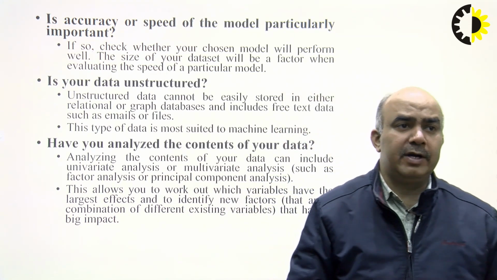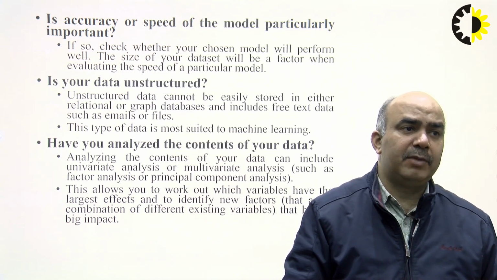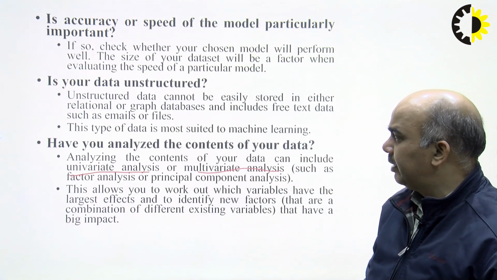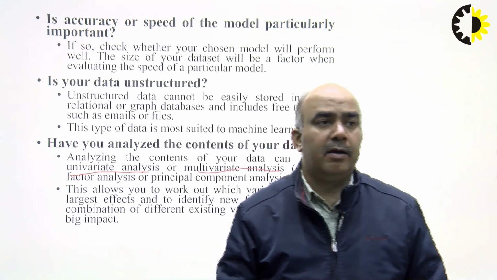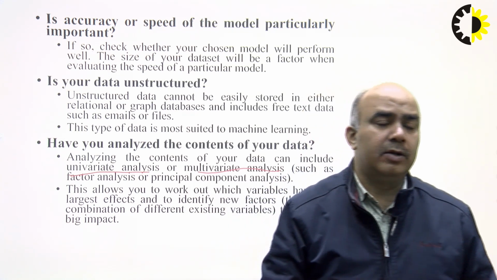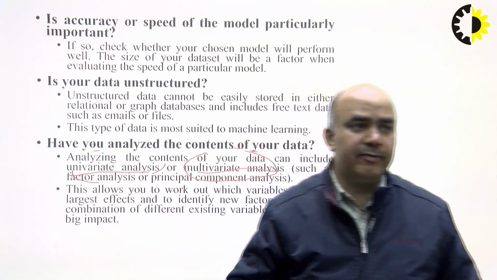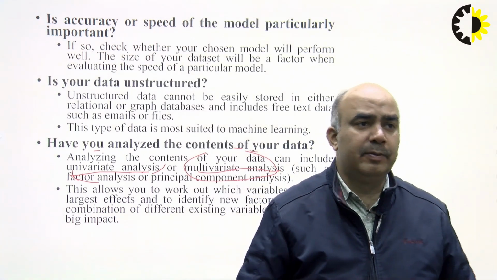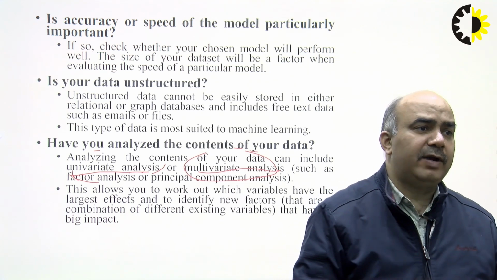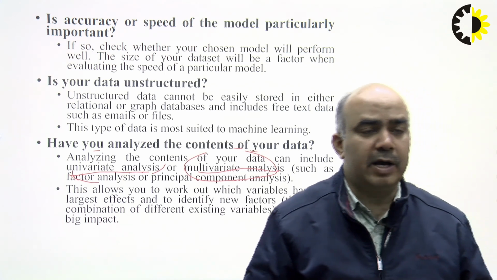Have you analyzed the content of your data? Analyzing the content of your data can include univariate analysis or multivariate analysis. Univariate and multivariate analysis are other important topics. They are used when we have a huge amount of variation in the data. At that time, we can use models for univariate or multivariate analysis for the various factors. For that we can use PCA. This allows you to work out which variables have the largest effect and identify new factors. You can combine those with the existing variables and identify the big impacts.